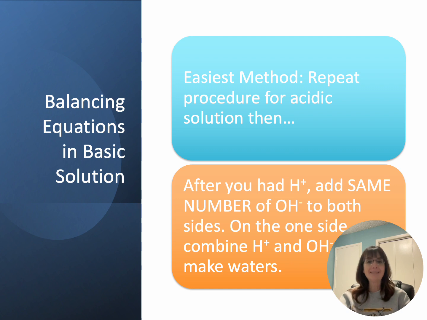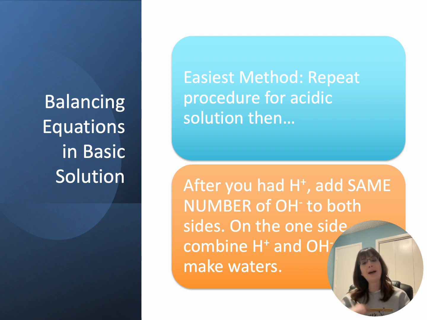Anyway, balancing basic solutions. Now, there is a totally different method that you can do for this. And I've looked at it, and quite honestly, I just think it's more difficult. I think it's easier to go with the same process you've just learned and add one more step. That's my recommendation. But feel free to go look up the other one and try to figure it out on your own. Here's my recommendation. When it's in basic solution, follow the same process you just followed for acidic solution. Here's the problem. Now you've got an equation or two that have hydrogen ions just sitting there. That's acid. We can't have that.